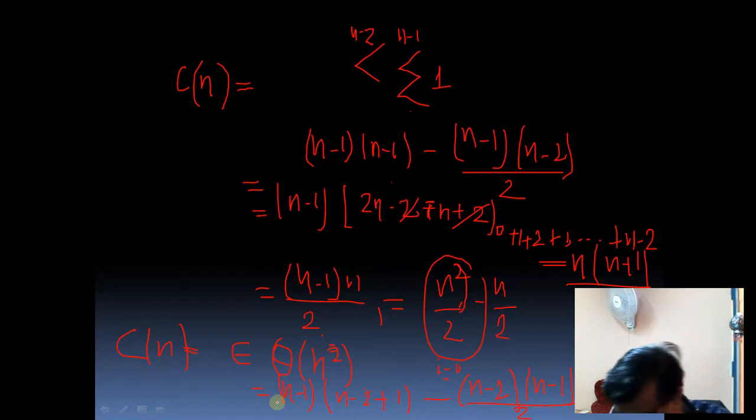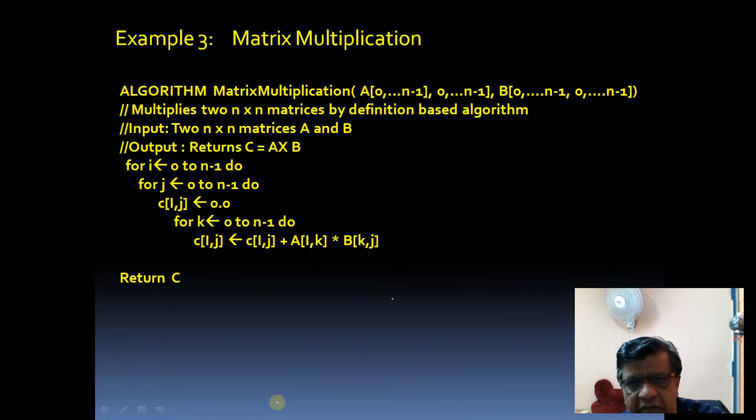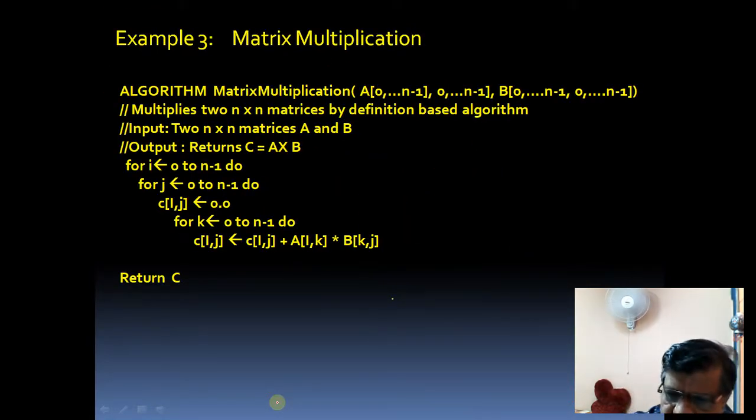We will go to the next algorithm, matrix multiplication. This is a well-known algorithm, known to all of us, but anyway, for the sake of completeness, we will do this, because this involves a cubic complexity. We will see that later, very quickly.